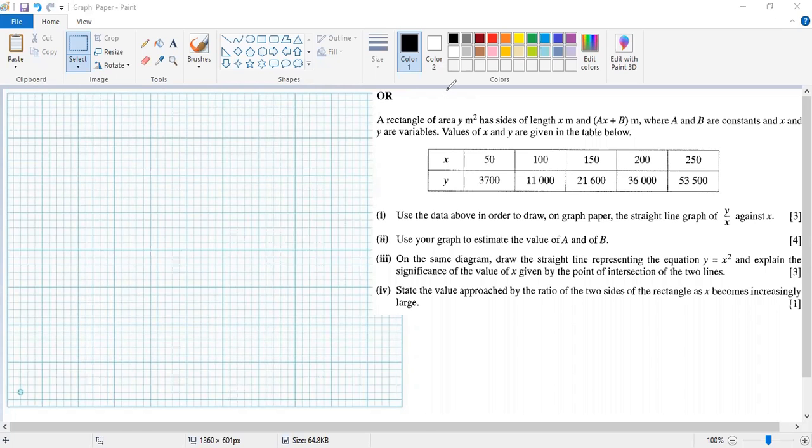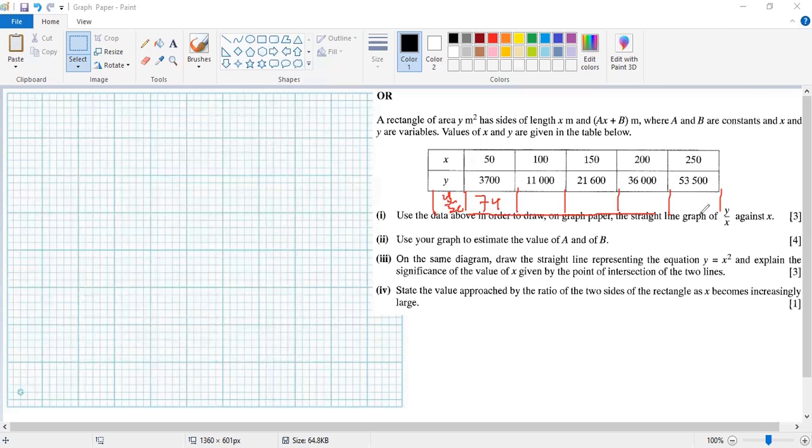So just needs a little bit of computation. Please take note of the first part. What you do is just do y over x. Calculator, just divide each of these components. Take the y, for example, the first one, I'll mention it verbally. 3007 divided by 50, it becomes 74. Okay, then the second one, 11,000 divided by 100 becomes 110.